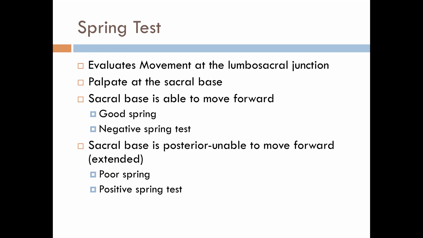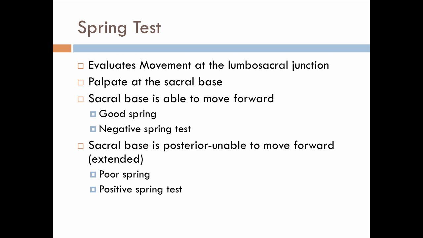The spring test we use to evaluate motion at the lumbosacral junction. To do this test, you'll palpate with one hand at the base of the sacrum and ask your patient to prop him or herself up on elbows, which will extend the lumbar spine and should induce flexion at the sacral base, or anterior motion at the sacral base.